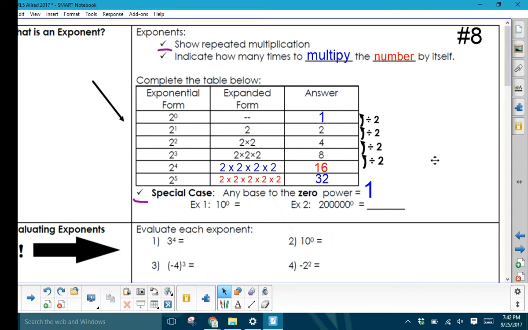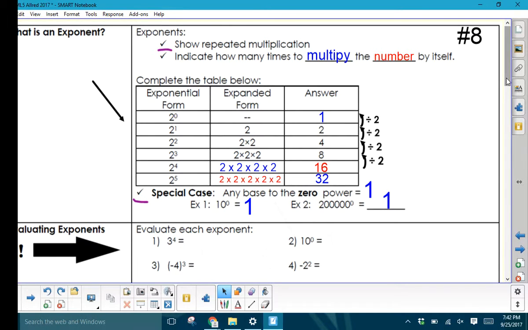So for example, 10 to the 0th power would be 1. 200,000 to the 0th power is still 1. Okay, we know that because of this pattern we just looked at there in the table. If you don't trust me, ask me when we get to metering stations.